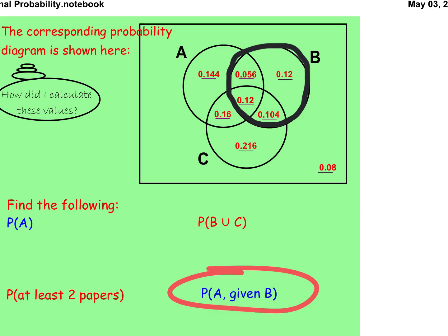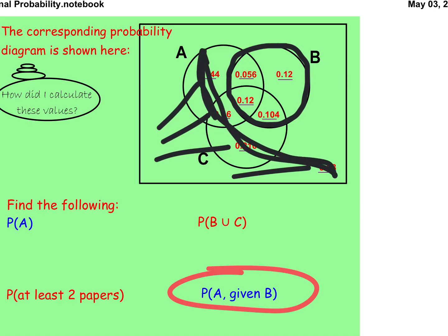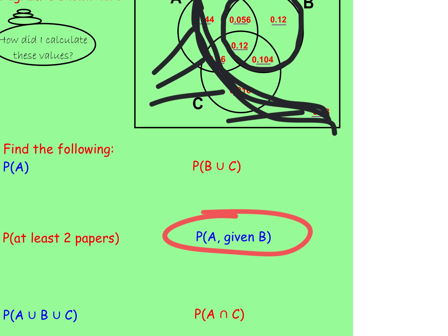or since you know it's 100%, you could have taken 1 minus this and this and this and this. Now, it's just as easy to just add up all of those B numbers. Save me some time. I'm pretty sure it's 0.4. Is that right? Okay, good. So it's out of 0.4.